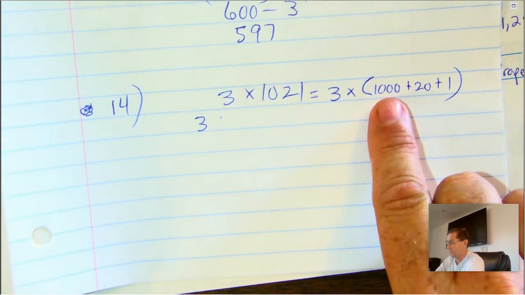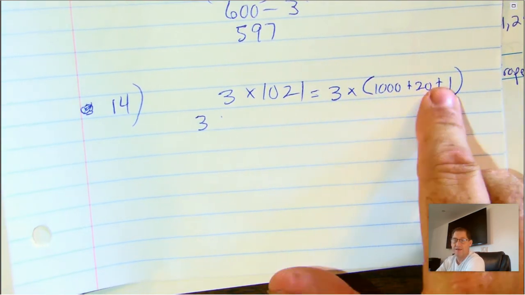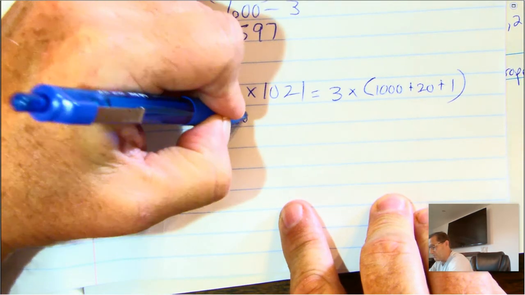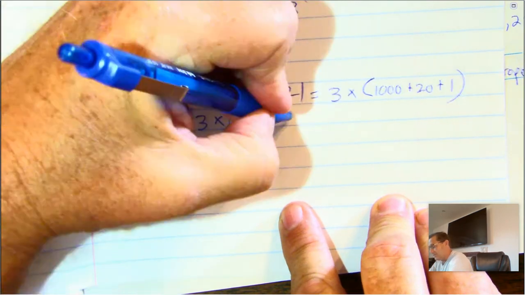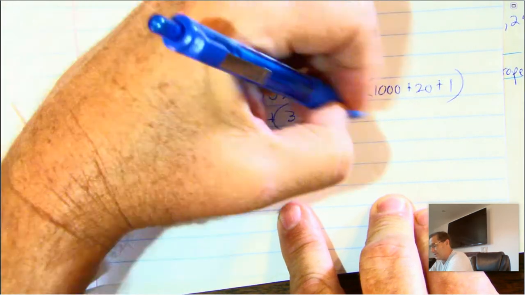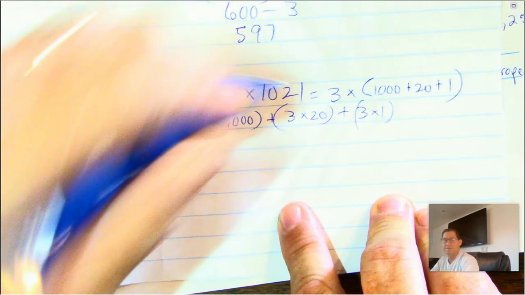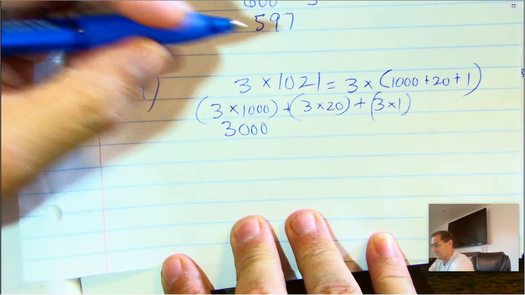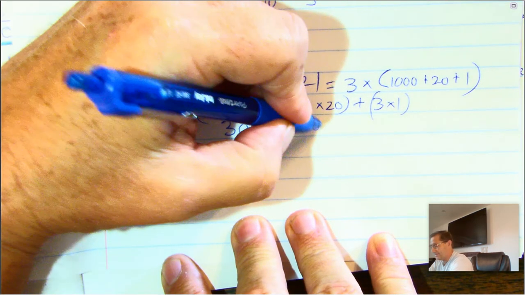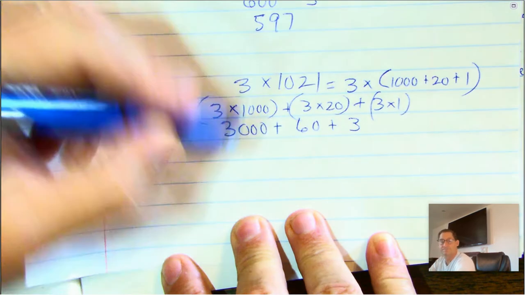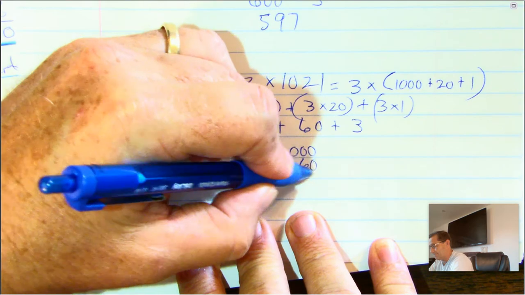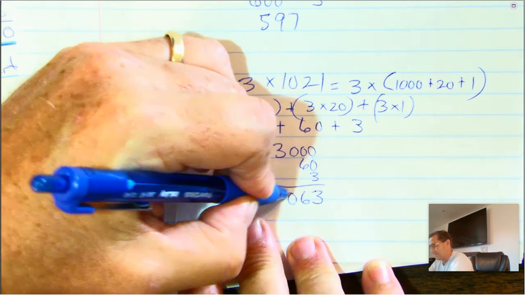So all we did was we broke up the 1,021 into expanded form, which now is the same as saying 3 times 1,000 plus 3 times 20 plus 3 times 1. 3 times 1,000, 3,000. 3 times 20 is 60, and 3 times 1 is 3. So now let's add up our partial products. We get 3,063.